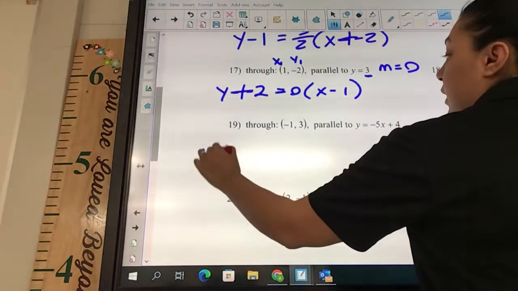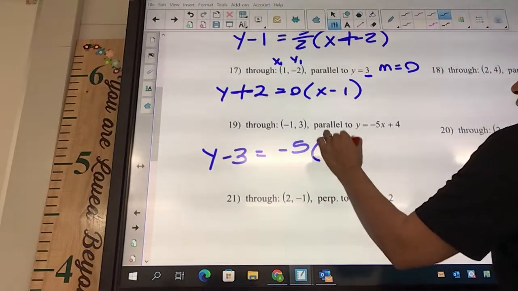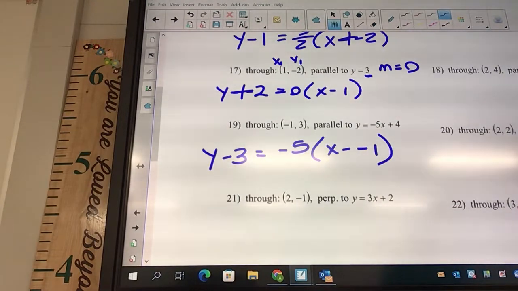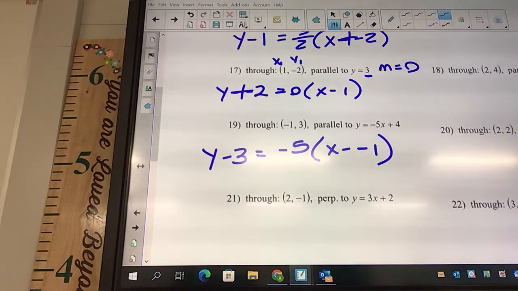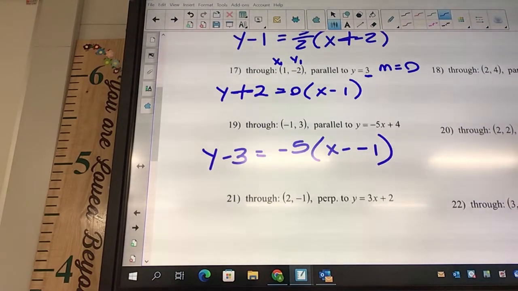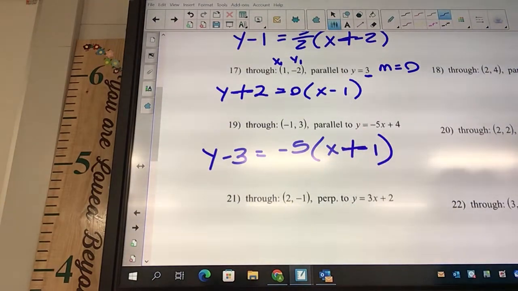Okay, 19, we got y minus 3 equals -5, x minus -1. And we're gonna change this minus minus into a plus.